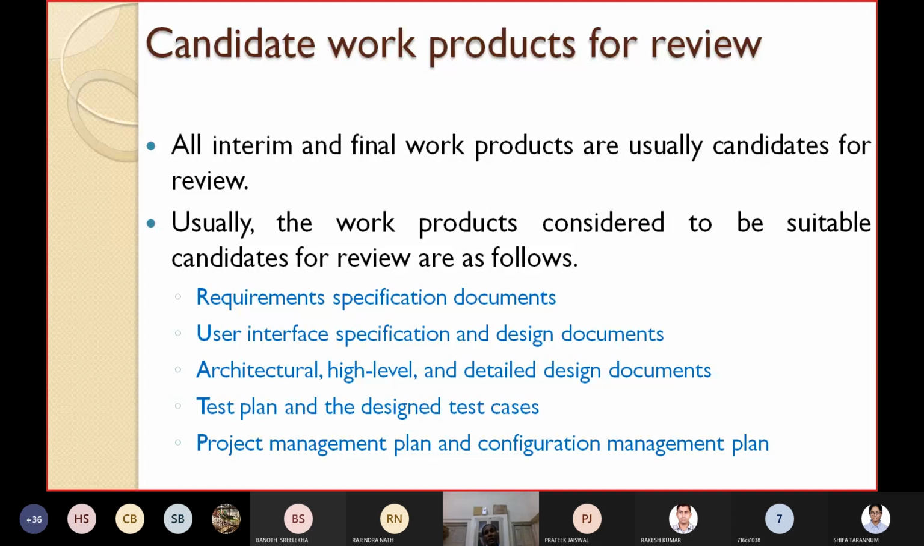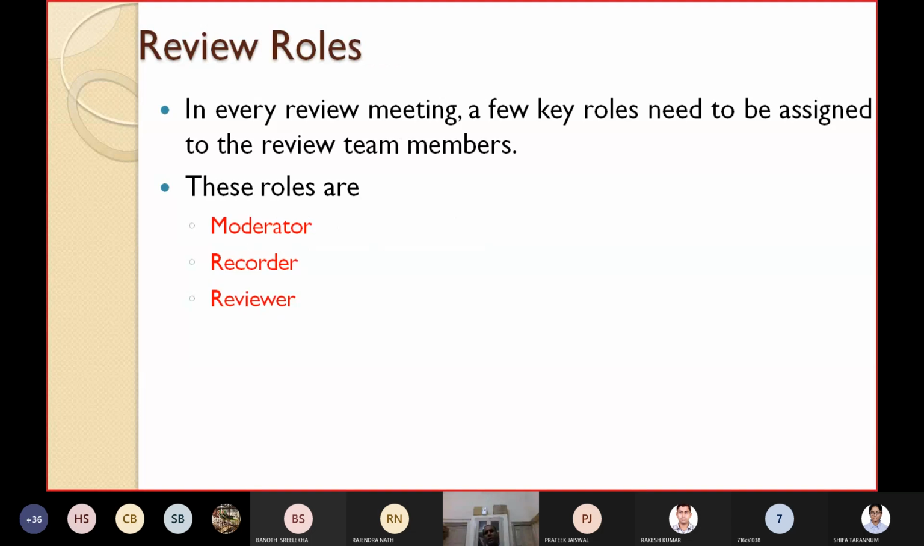In every review meeting, a few key roles need to be assigned to the review team members. What are the roles? Three important roles you have to assign to the team members in the review process. They are moderator, recorder, and reviewer. Let's see what the responsibilities of each role are. What is the responsibility of the moderator? What is the responsibility of the recorder? And what is the responsibility of the reviewer?